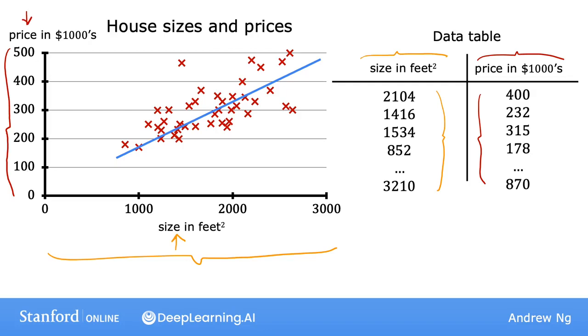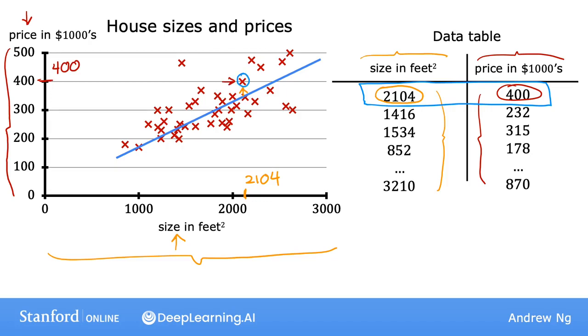And so if you have, say, 47 rows in this data table, then there are 47 of these little crosses on the plot on the left, each cross corresponding to one row of the table. For example, the first row of the table is a house with size 2,104 square feet, so that's around here. And this house sold for $400,000, which is around here. So this first row of the table is plotted as this data point over here.